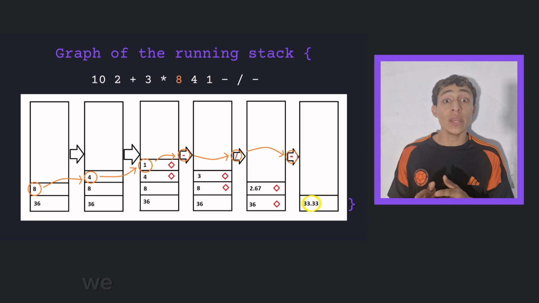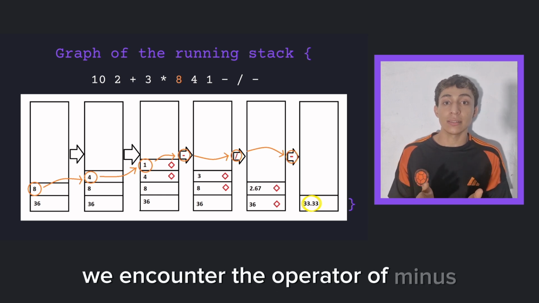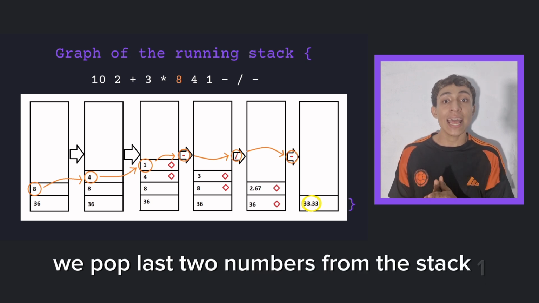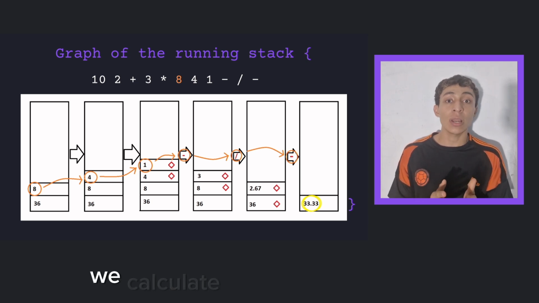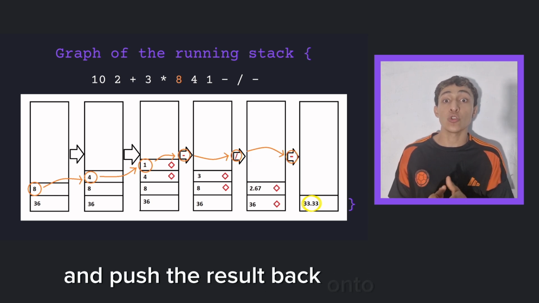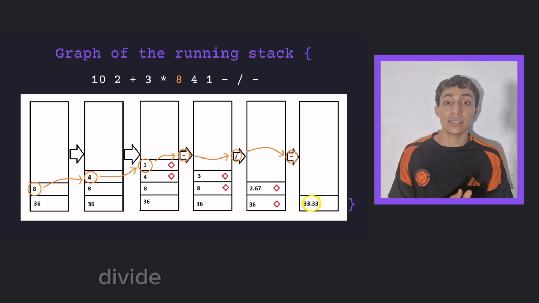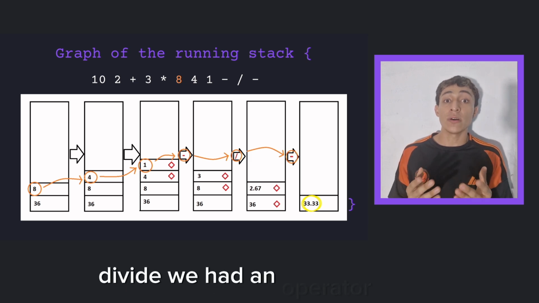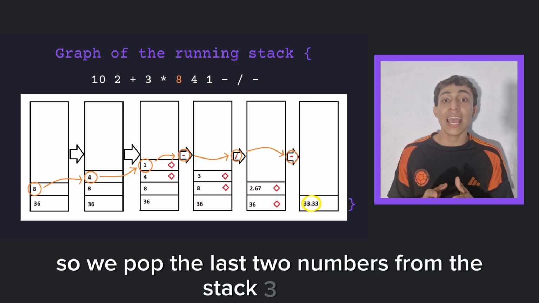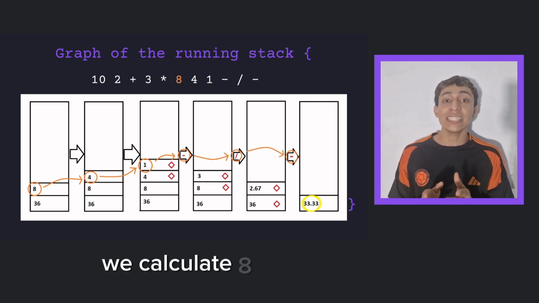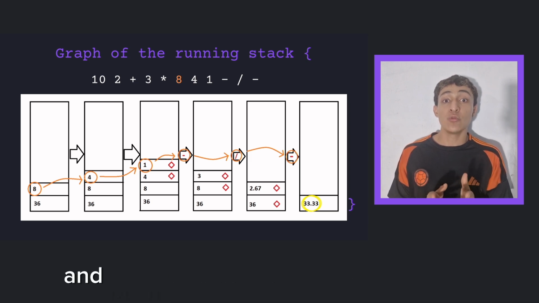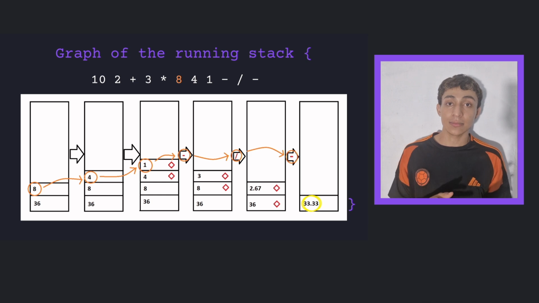Minus. We encounter the operator minus. We pop the last two numbers from the stack, 1 and 4. We calculate 4 minus 1 equals 3 and push the result back onto the stack. Divide. We have an operator, divide, so we pop the last two numbers from the stack, 3 and 8. We calculate 8 divide 3, which is approximately 2.67, and push the result back onto the stack.